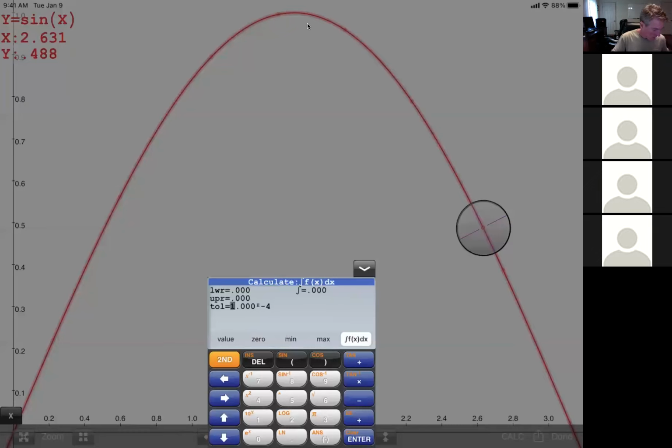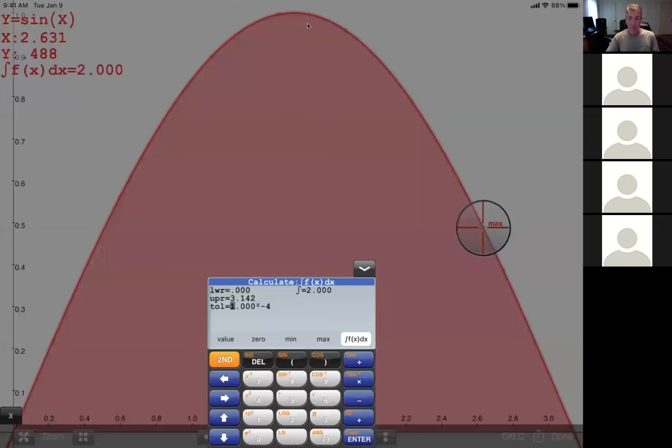Let me do it on my calculator. And then it'll say lower limit. On this one, it just says lower 0. So you type a 0. And then it says upper limit, and the upper limit is pi. And then hit enter. And it finds the area. And it even shades it for you. So the area is actually 2.000.